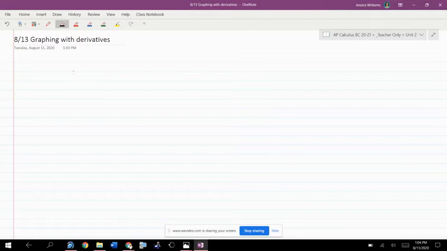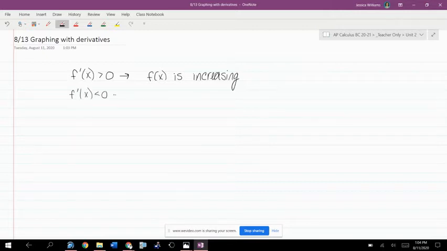If somebody says to you that your f prime of x is positive, greater than 0, what does that mean about your function? If your slopes are positive, your function is increasing. That is the word you need to use. Please don't say going up. The word is increasing. If somebody says f prime is less than 0, then that means f is decreasing.